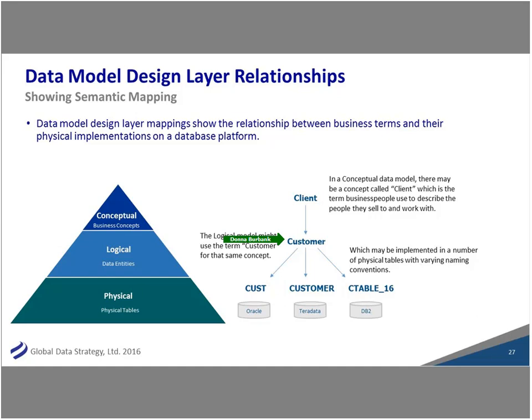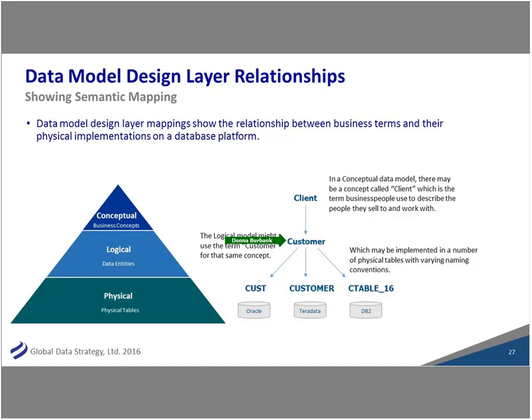But probably more commonly, it's custom on Oracle, customer on Teradata, and C-table 16 on DB2. So either you create standards, or at a minimum you can link that when we talk about customer, it links to all of these different physical systems. Then when you do want to make a change, you can see that linkage and how it maps to the business terms. That's one of the beauties of doing both the business and the technical in a data model, because by definition the metadata and this lineage is stored in the model. You don't have to go back.